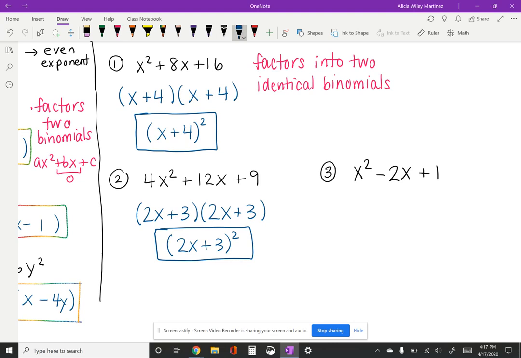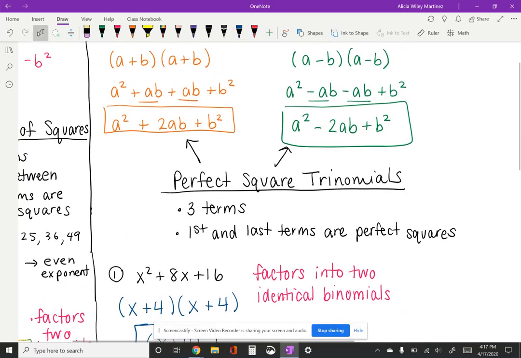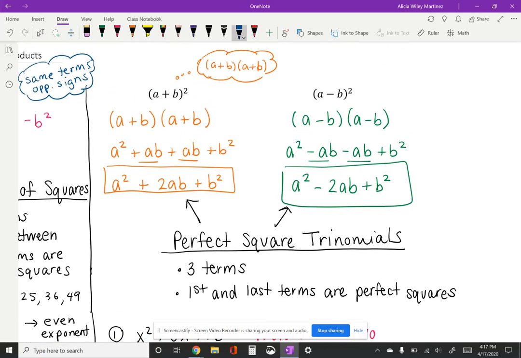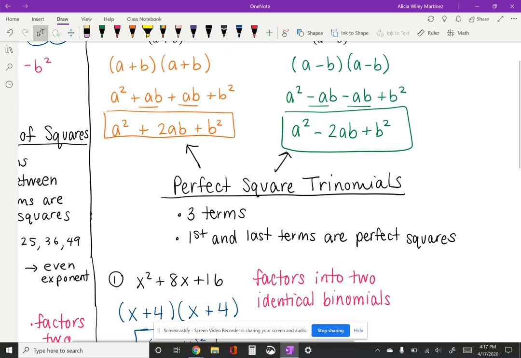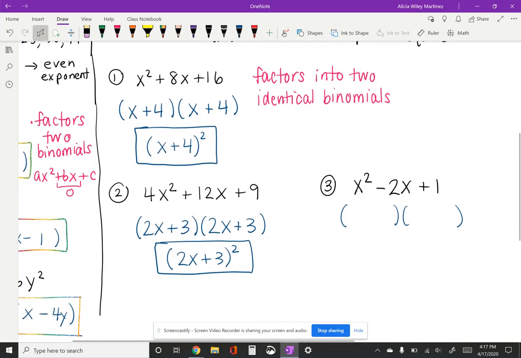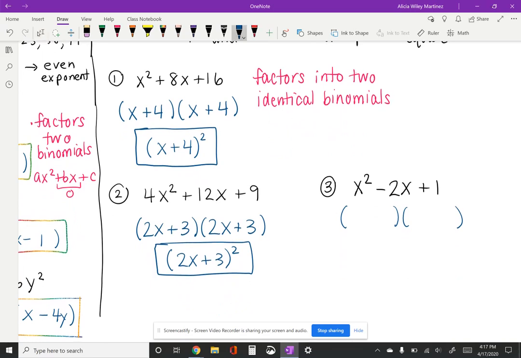In doing this problem, recognizing it as perfect squares, both x squared and 1 are perfect squares, so you know it's going to factor into 2 binomials that are identical. Remember that a perfect square trinomial could be all plus signs, or it could be a minus and then a plus sign. And that's because if the last term is positive, we know that 2 negatives when multiplied give me a plus, but when they're added, they give me a minus.